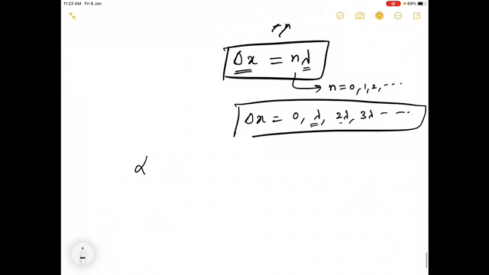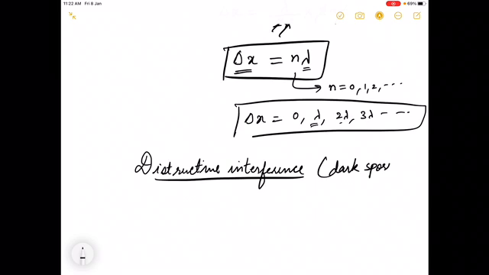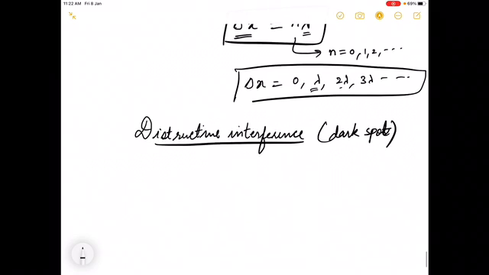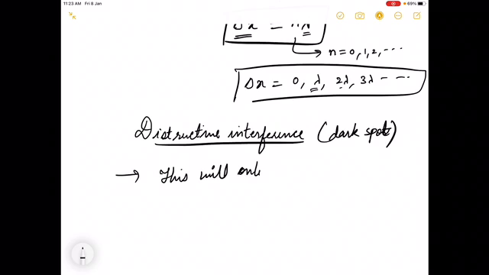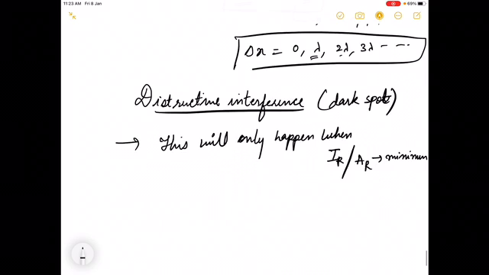Second, we have to talk about destructive interference. Destructive interference means the places where we see a dark spot, right? So this will only happen when your IR or your AR is minimum, right? This will only happen when your IR and AR are minimum. Yes or no, right? I hope everybody agrees with me, right?